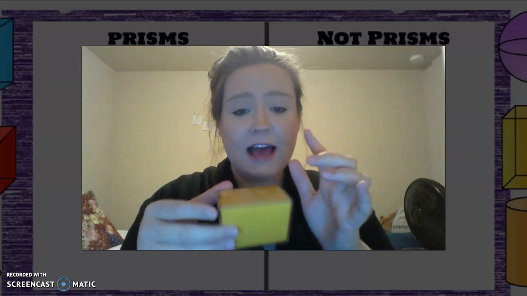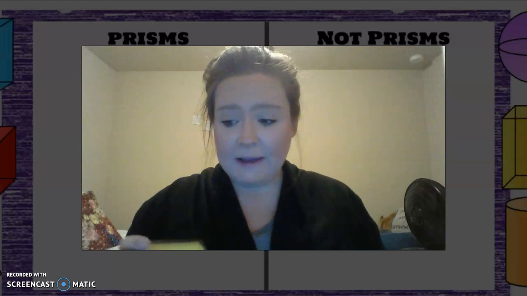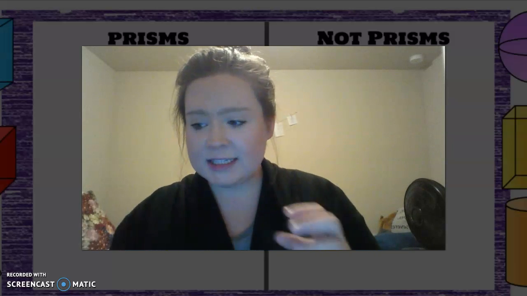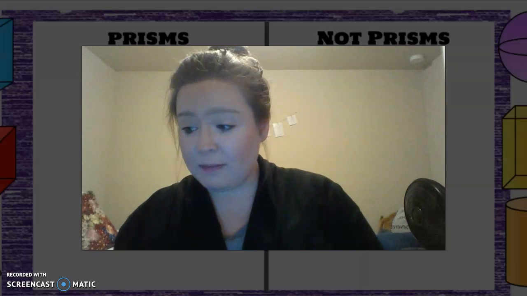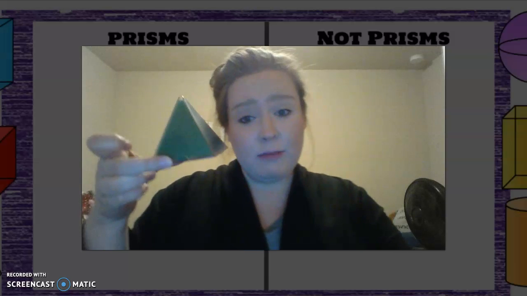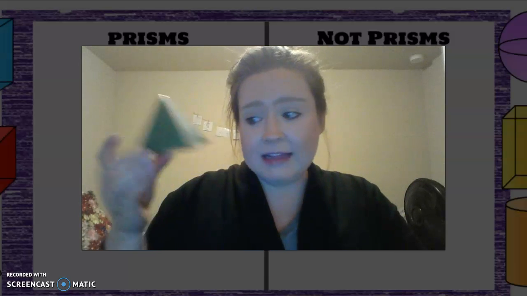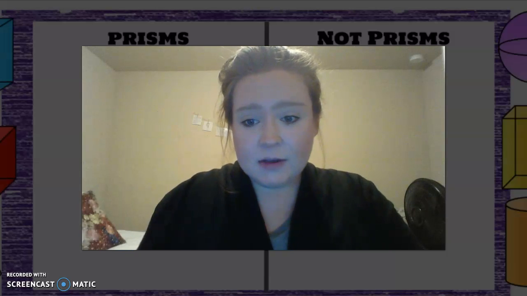So this is flat, and this is flat, okay? So it's really important that we recognize and understand what a prism is and what a pyramid is. This is a pyramid. Okay, a pyramid does not have identical parallel ends, but a prism does, okay?